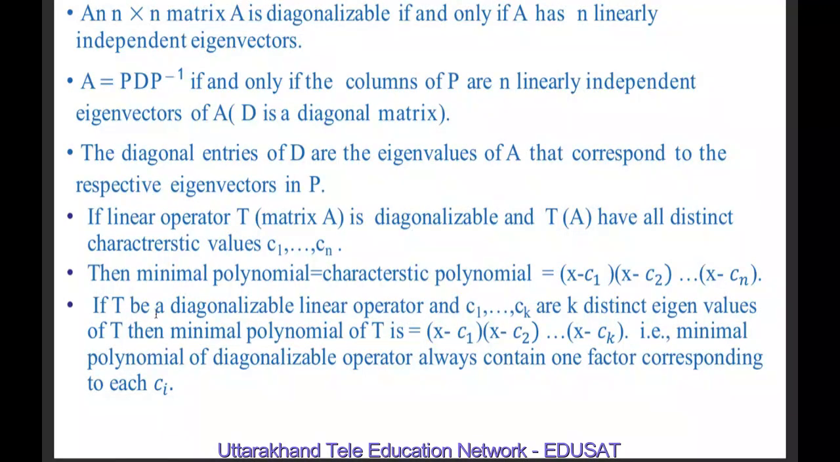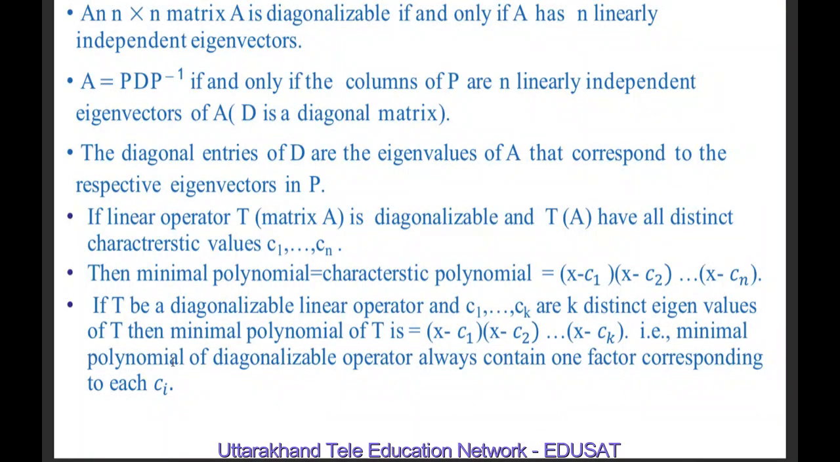If T is a diagonalizable linear operator and c1, c2, ..., ck are k distinct eigenvalues of T, then the minimal polynomial of T is (x minus c1) (x minus c2) ... (x minus ck). And it means the minimal polynomial of a diagonalizable operator always contains one factor corresponding to each ci.